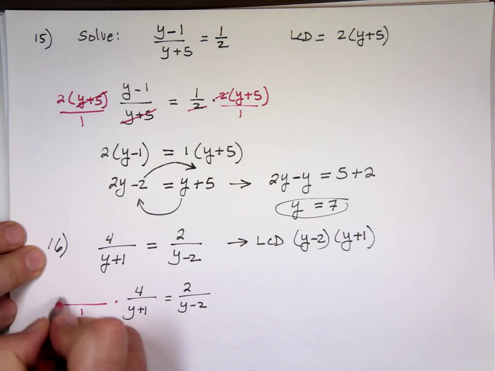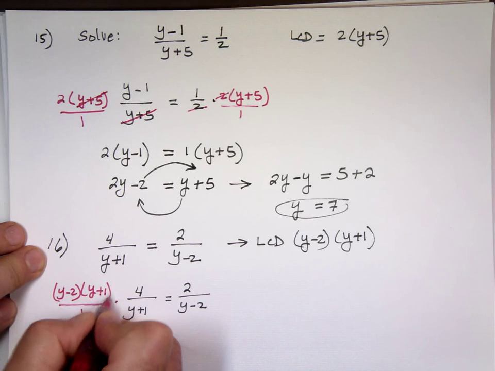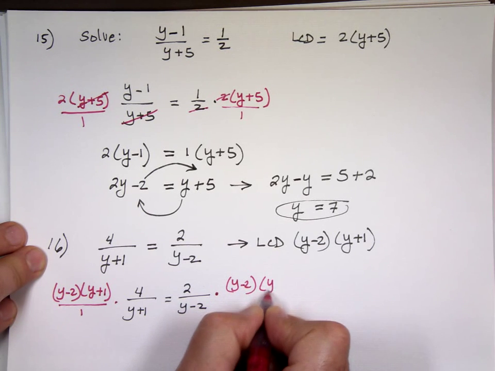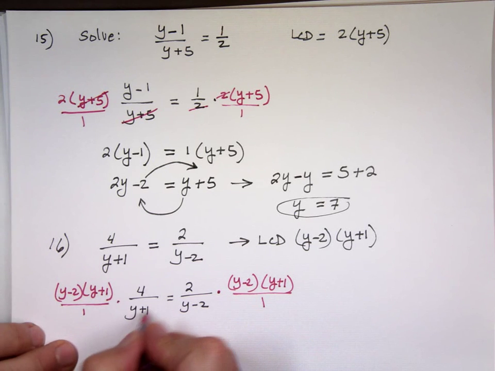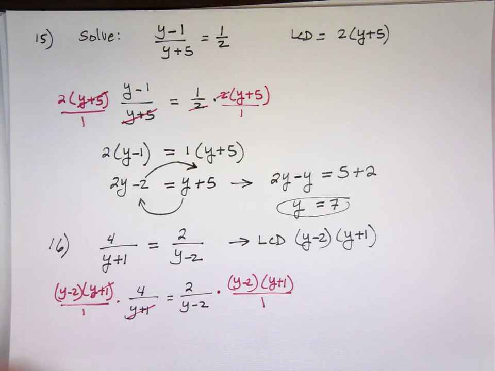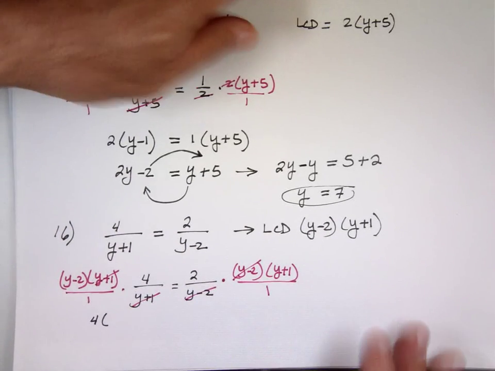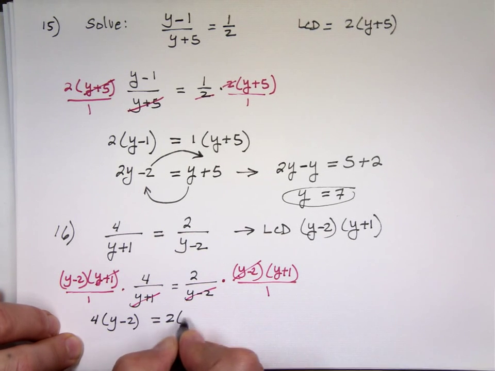y minus 2, y plus 1. y minus 2, y plus 1 over 1. The reason I'm putting the 1 is because I want you to see that this is canceling that one. And this one cancels that one. That's why I'm putting it over 1. So to show you top and bottom you can cancel. So what's left here is what? 4 times y minus 2 equals 2 times y plus 1.